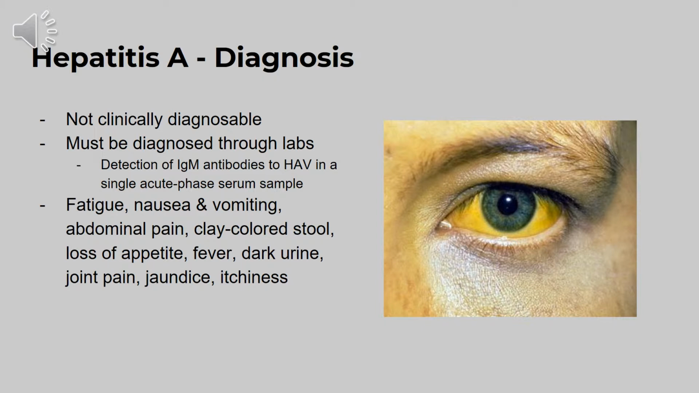with the skin and the eyes and sometimes the nail beds appearing a yellow color, and that is what we're seeing in this picture here. So you guys can see his eye or her eye has this yellow hue to it, and that is what we refer to as jaundice.